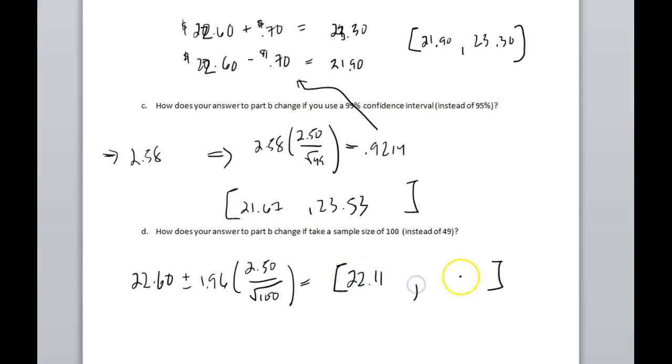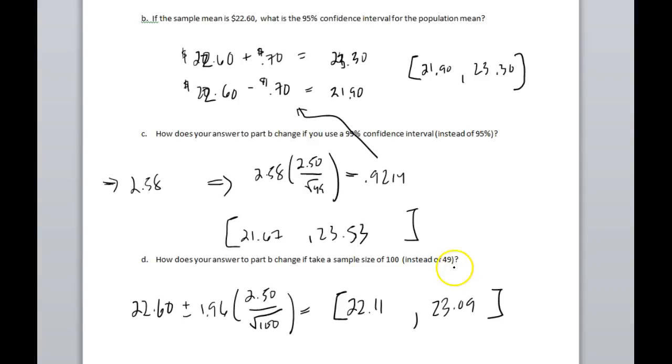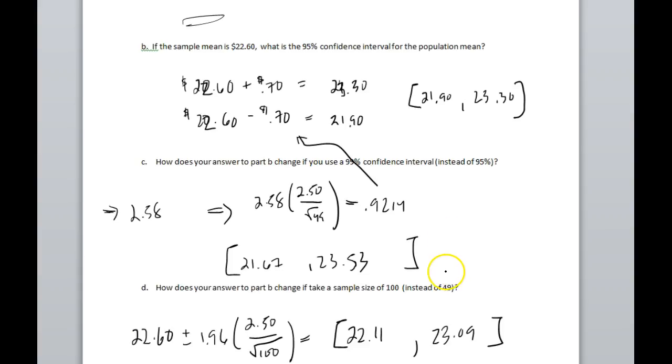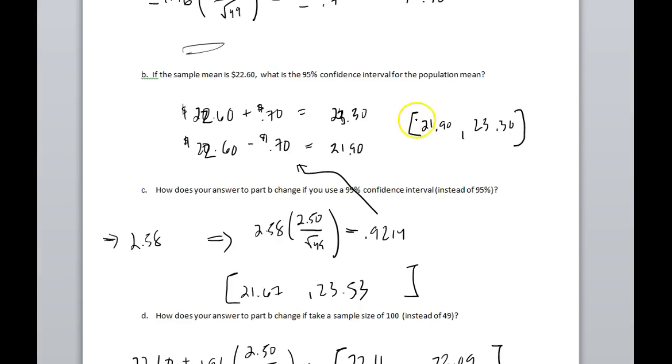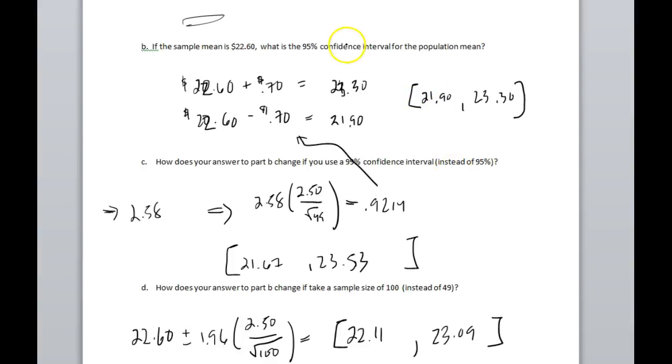I'll just go ahead and give it to you here, and you guys can actually run the calculations. So that's that. So what happens when we increase the sample size? When we increase the sample size, our 95% confidence interval becomes larger, right? So we're looking at B, so look at B and then look at D.